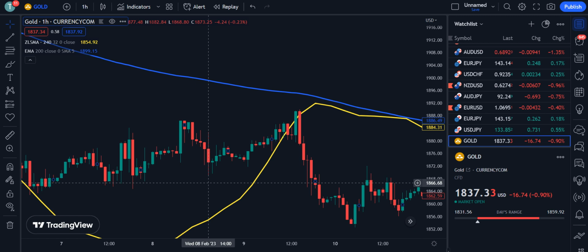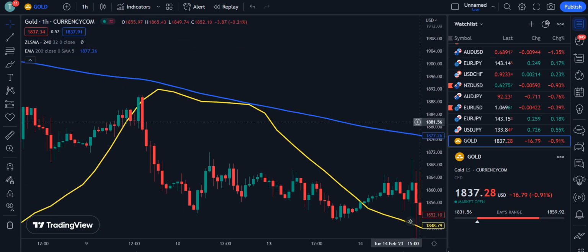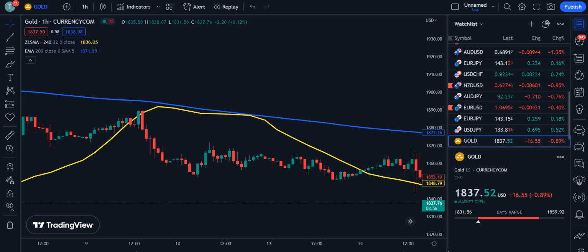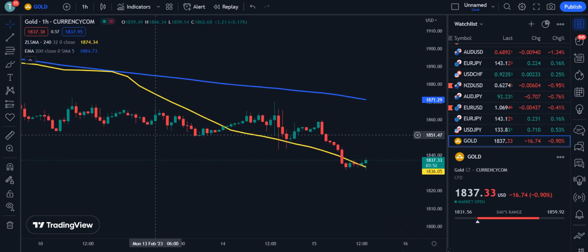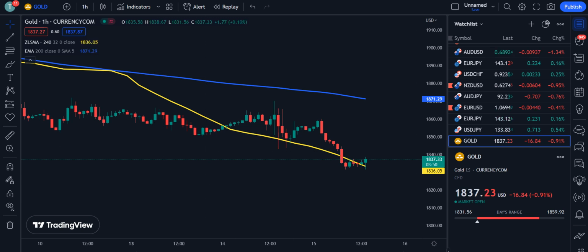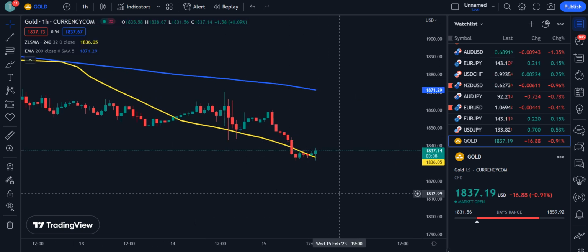Now as you can see, we have this chart in front of us for the gold market. I will tell you when to enter the market for the long signal and when to enter for the short signal. As you can see in this chart, whenever we are going to enter the market for a buy signal, we have to see 4 conditions fulfilled.